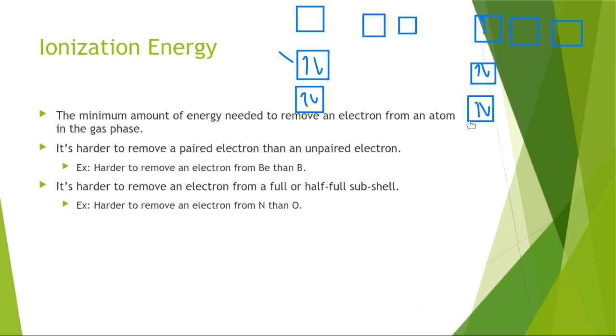But it's a lot easier to take off this one lone electron than it is to break a pair of electrons. So that's the basic gist of it. It's also harder to remove an electron with a full or half-full subshell.